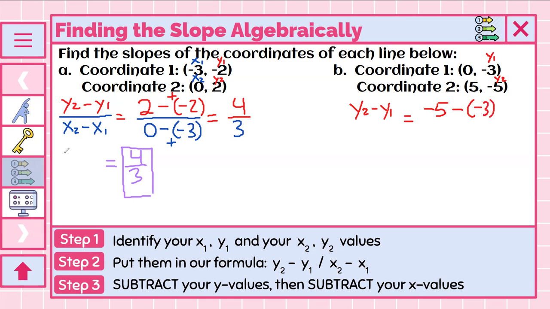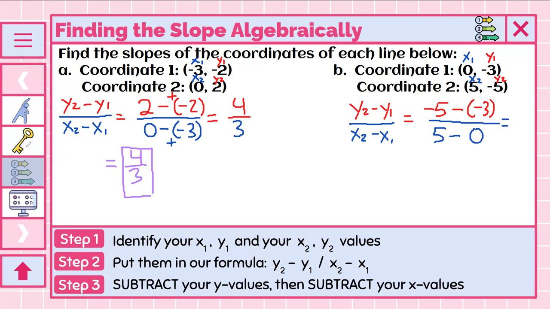Now we need to do our x value, the run, which is x2 minus x1. So my x1 is right here. My x2 is right here. If we're doing x2, that is 5, minus our x1 is 0. And just like last time, I now have some subtraction to do.